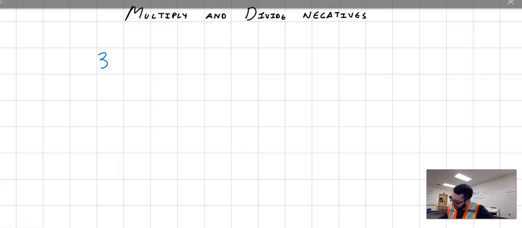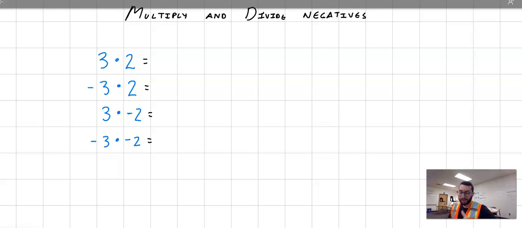So if I have 3 times 2, or negative 3 times positive 2, positive 3 times negative 2, and negative 3 times negative 2. So when you go through and solve these, ignore the symbols at first, right? 3 times 2 is 6, and we know that, right? And so I know that the answer to all of these has a 6 in there.